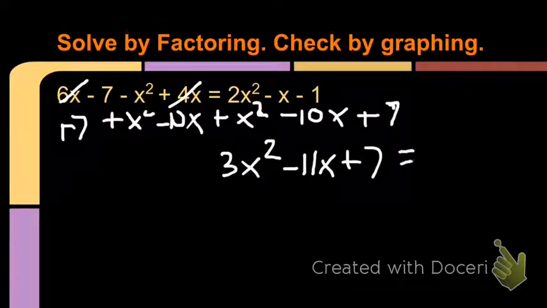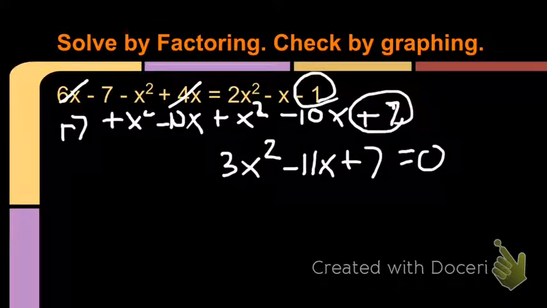So now, I just paused that because I noticed something wasn't right. Right here, I didn't add negative 1 to 7. So this right here should be a 6.